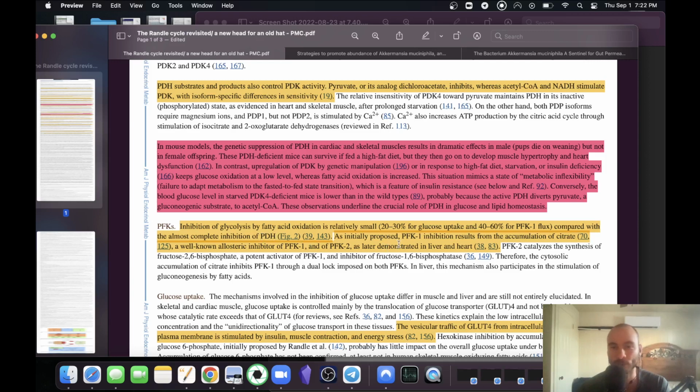And then it says, as initially proposed, phosphofructokinase 1 inhibition results from the accumulation of citrate, a well-known allosteric inhibitor of phosphofructokinase 1 and phosphofructokinase 2, as later demonstrated in liver and heart. So an allosteric modulator, I know it sounds like a fancy word, but essentially it's when something binds onto an enzyme and basically impairs that enzyme's ability to undergo its reaction.